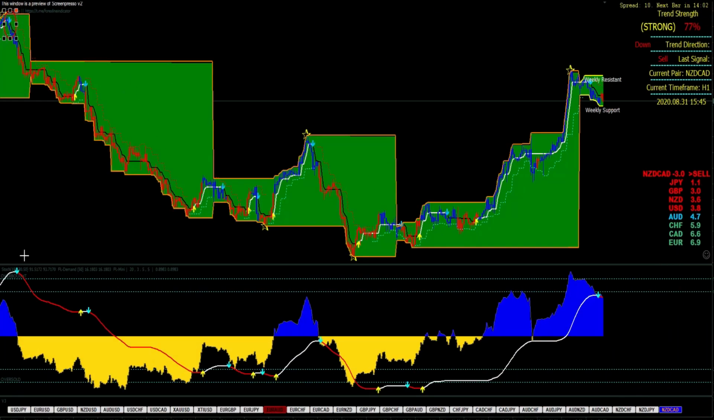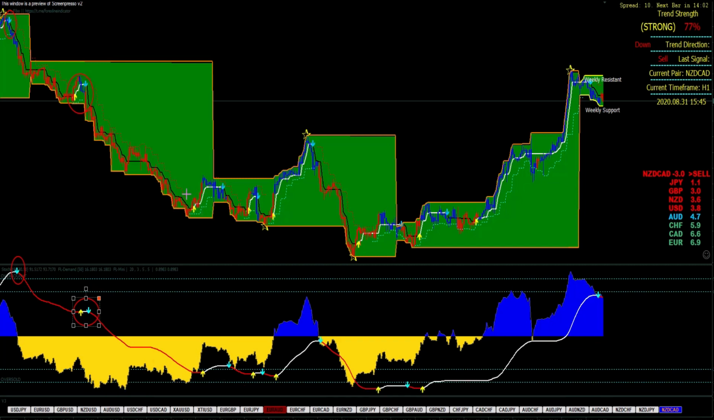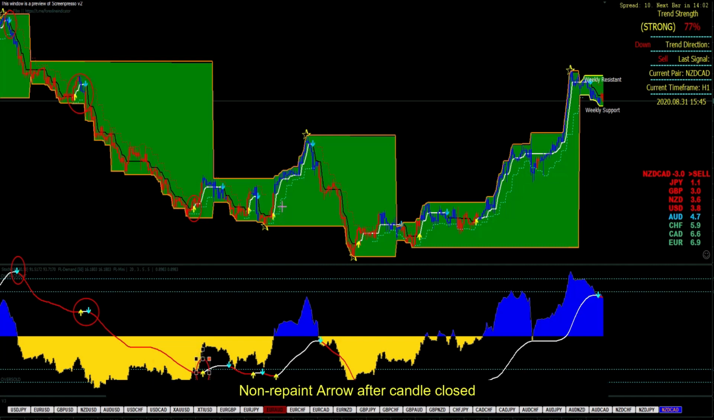Next, buy and sell signals number 3. It is the indicator Forex line arrow and mini line arrow. This indicator shows buy and sell arrows with trend line colors. This arrow is non-repainting after the candle closes.